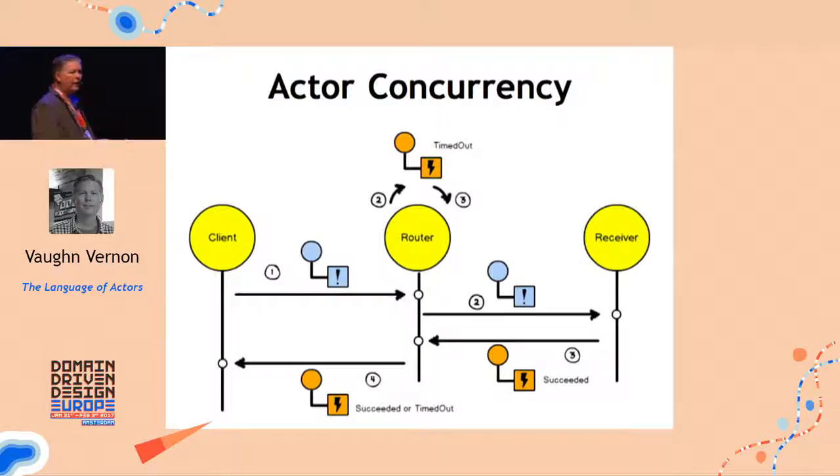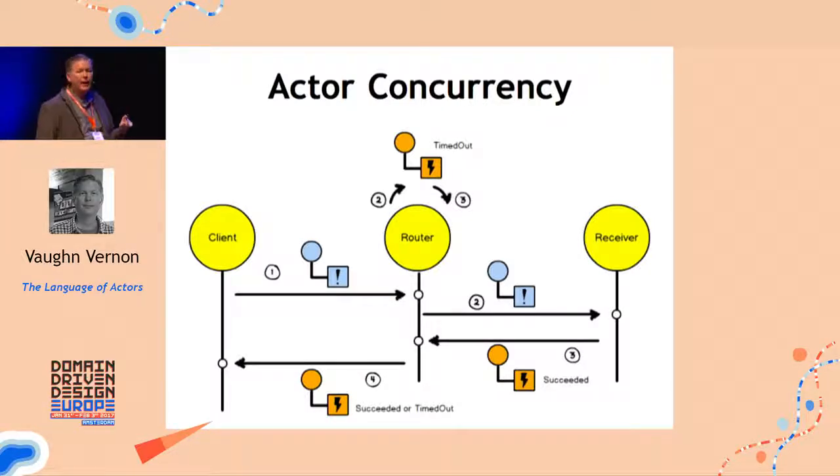Actor concurrency can be denoted by this kind of diagram, and notice that there are multiple step 2s and multiple step 3s. That's not a mistake on the diagram. Those are actual concurrent operations that are happening because of simultaneous message sending and delivery. So for example, step 1 is a client sending a message to a router. When the router receives that message, it takes 2 steps.